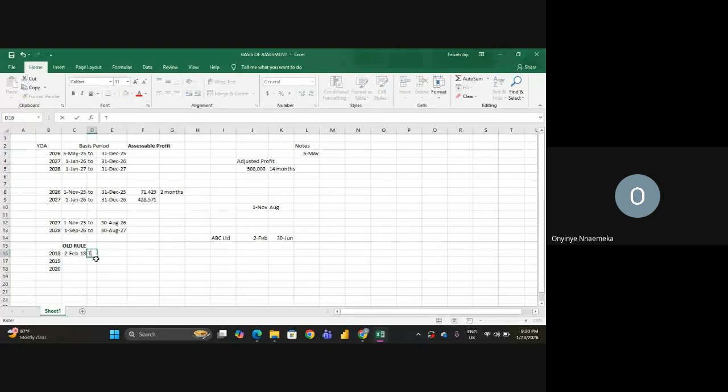Then to the end of the year. To the end of the year is what? 31st December 2018. Now, the second rule says date of commencement to a 12 calendar month.